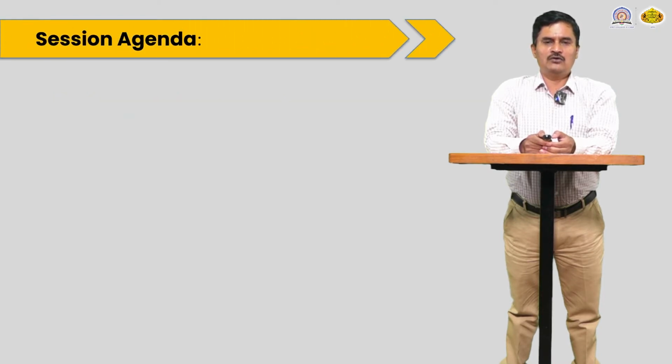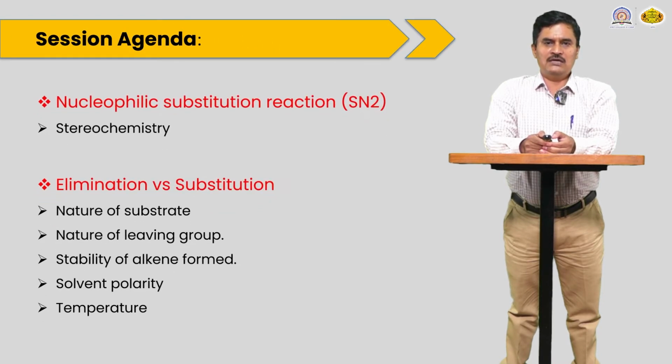So students, today we discuss the stereochemistry of the SN2 reaction, the SNi reaction, and substitution versus elimination reactions. For elimination versus substitution, there is the nature of the substrate as well as the nature of the leaving group, stability of the alkene formed, solvent and temperature. For SN1, elimination or substitution, which reaction increases or decreases, we discuss in this lecture.